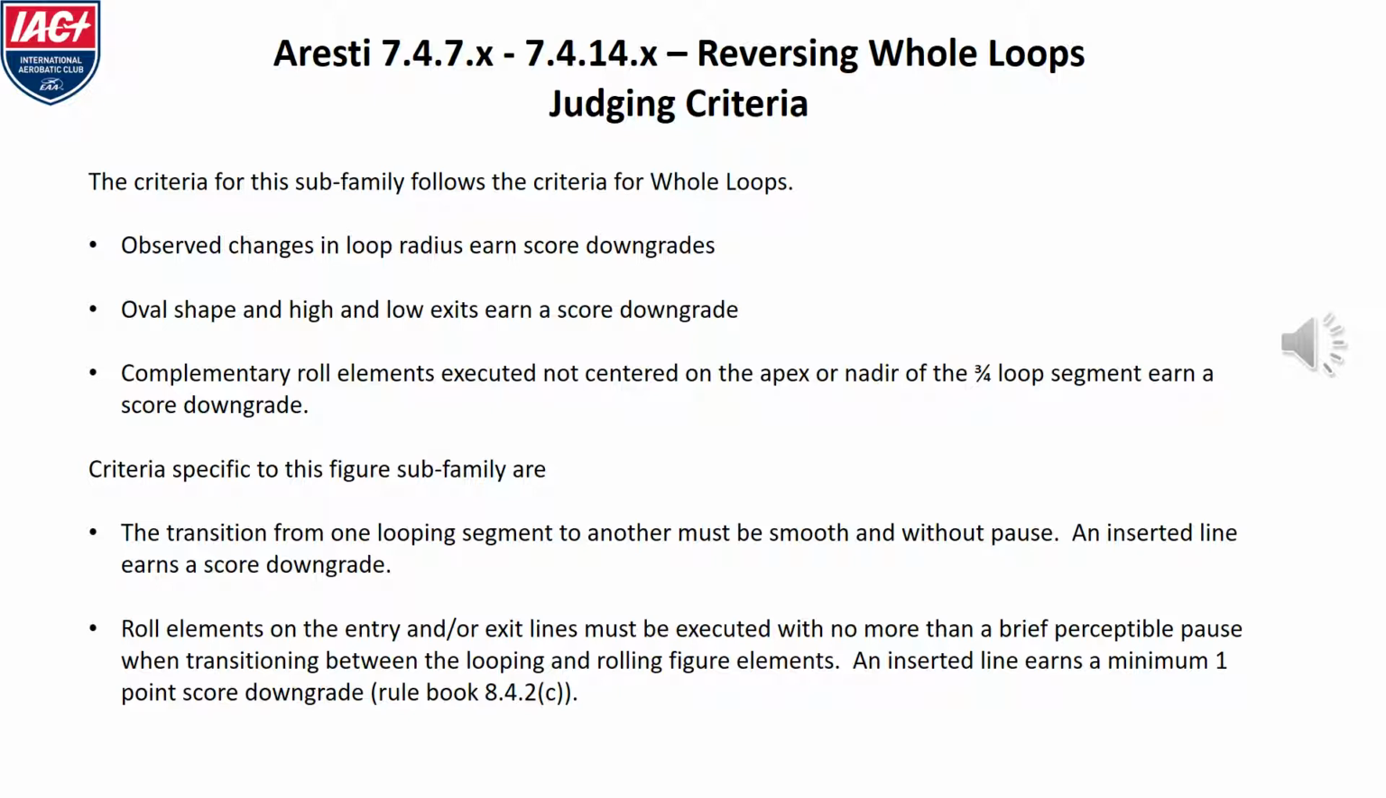On the 3/4 loop segment, a complementary roll element that is not centered on the apex or nadir earns a score downgrade. And the transition from one looping segment to another must be smooth and without pause. An inserted line earns a score downgrade. On the entry and exit lines, roll elements must be executed with no more than a very brief perceptible pause when transitioning between the looping and rolling figure elements. Inserting a line earns a score downgrade.